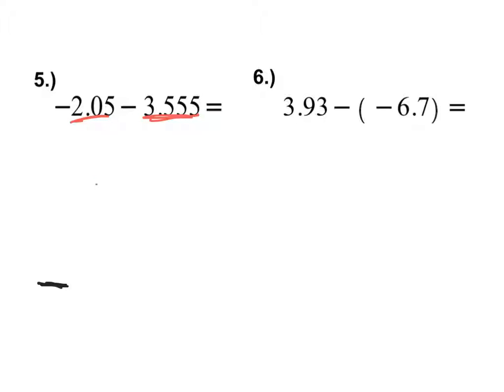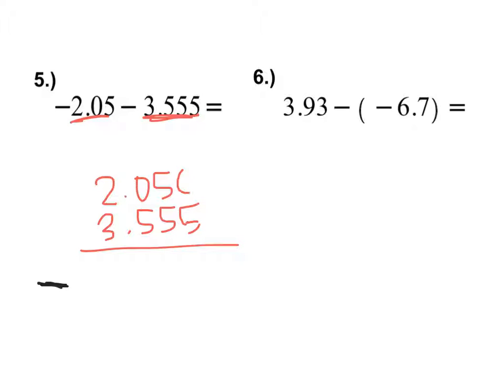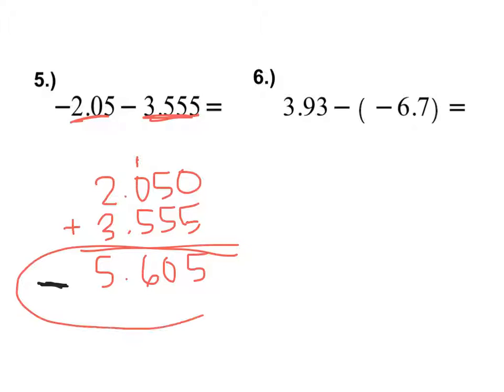So I'm going to add 2.05 and 3.555, and my final answer should be negative. I'm going to fill in an extra 0. I'm going to add straight down. So I have 5. I'm going to carry 1 for 10. So I have 6. And then I have 5. So 5.605, that is negative, is my final answer.